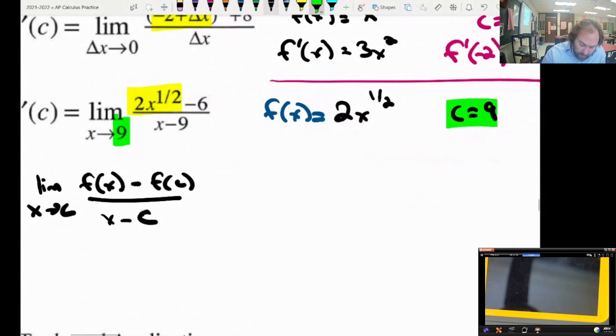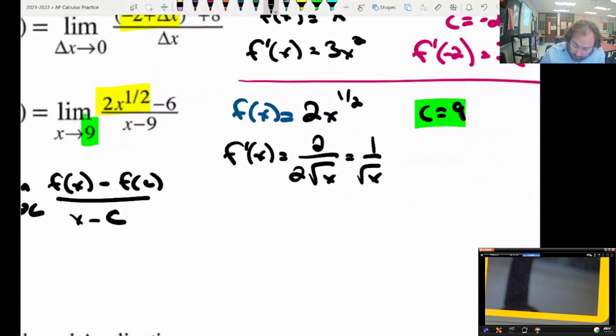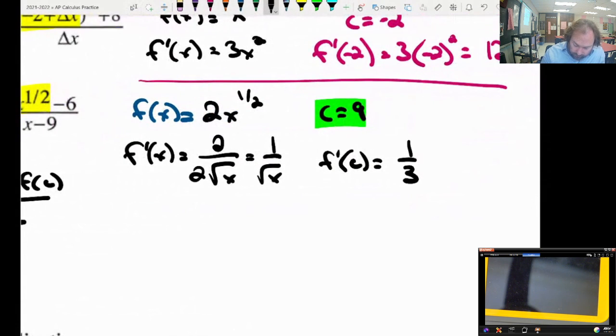So there's that. f prime of x, well, this is one you've seen before. This is 2 over 2 roots of x, and the 2 over 2 cancel out. It's 1 over the square root of x. And so f prime of c would be 1 over 3. There you go.